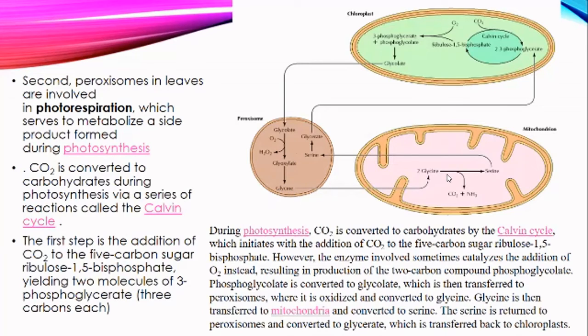Then the glycine will be used by the mitochondria in its cycle to produce carbon dioxide, ammonia, and serine. Then the serine will go back and will be used again sa peroxisome to transform to glycerate. And now, the glycerate, when attached with the phosphate group, it turns into phosphoglycerate, which is very important in the Calvin cycle. So that is the importance of peroxisomes on the leaves of a plant.